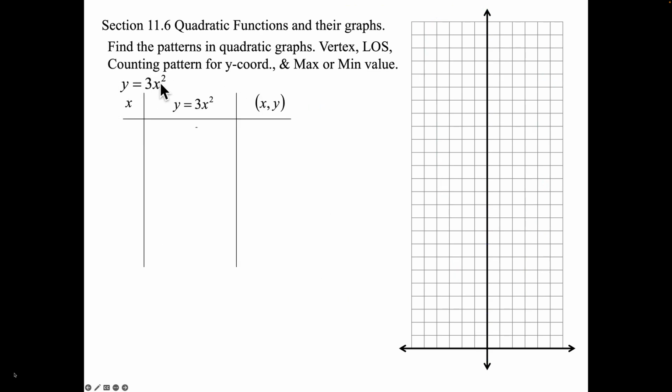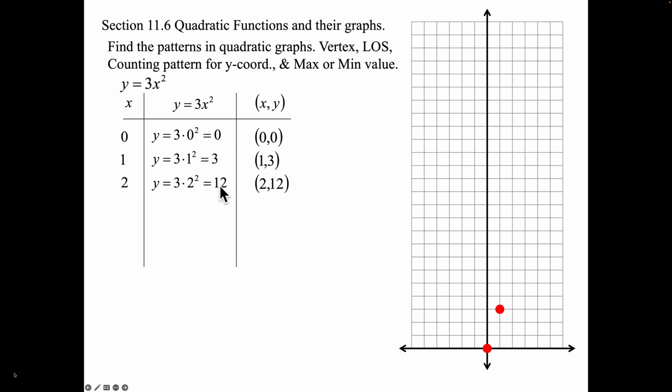If I looked at y equals 3x squared, start with the same zeros: 0, 1. I'm going to use the same points. 0 squared is 0 times 3 is 0. 1 squared is 1 times 3 is 3. Plot that point. 2 squared is 4 times 3, 12. 2, 12. Plot that point. 3 squared is 9 times another 3 is 27.